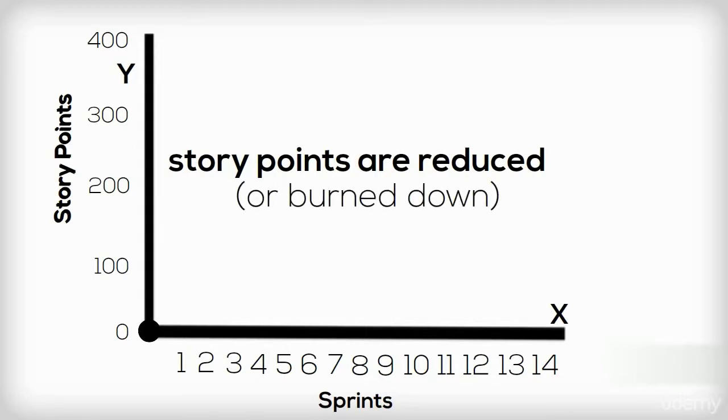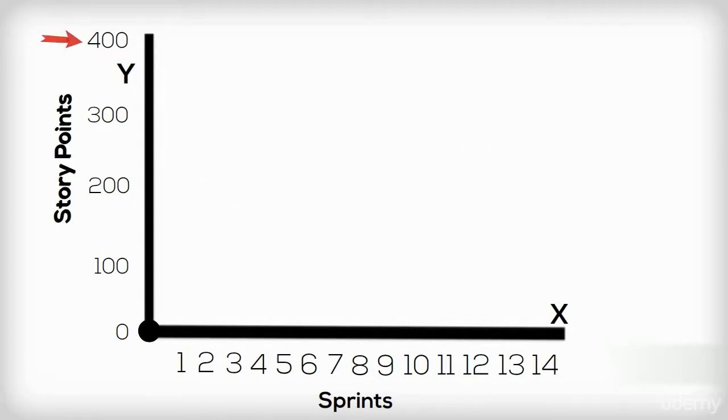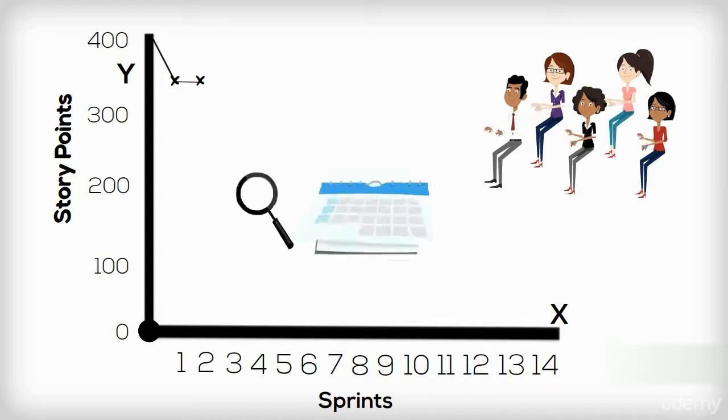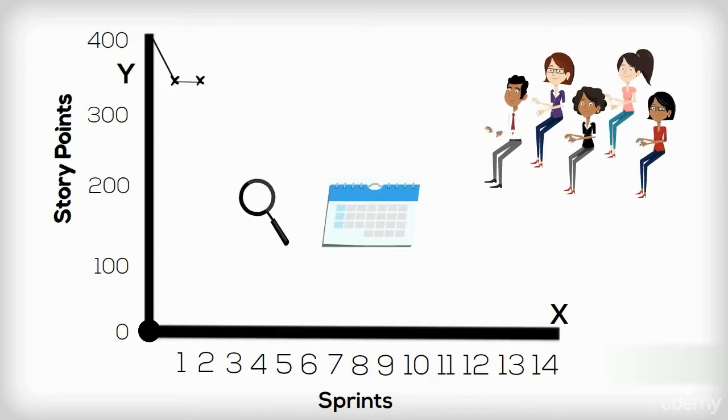For example, as shown, 400 story points existed at the beginning of the release. In sprint 1, the team managed to complete 30 or so story points. At the end of sprint 2, the remaining story points reduced only slightly more, usually indicating a less than productive sprint, but as mentioned, early sprints are unpredictable. Over time, we can use this to tell us if we're on track for a given release date.